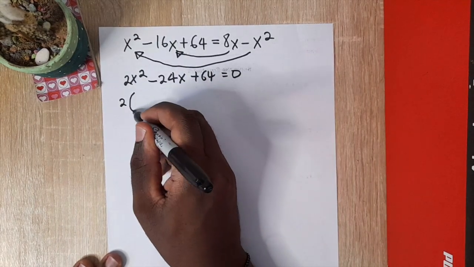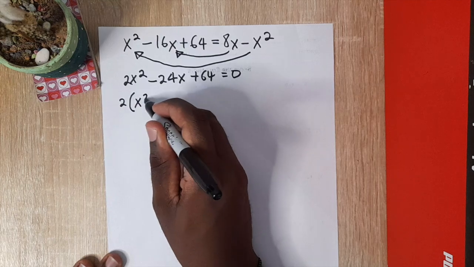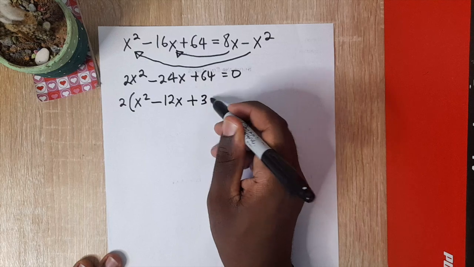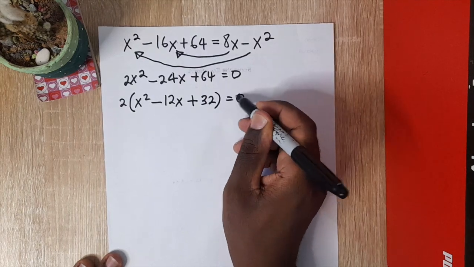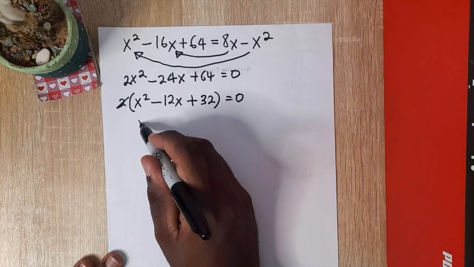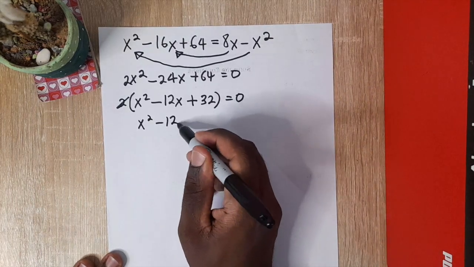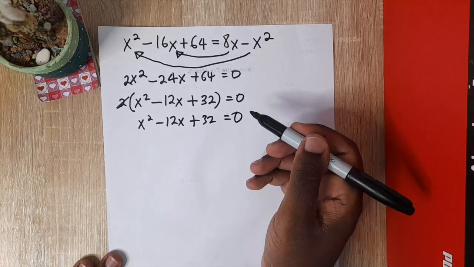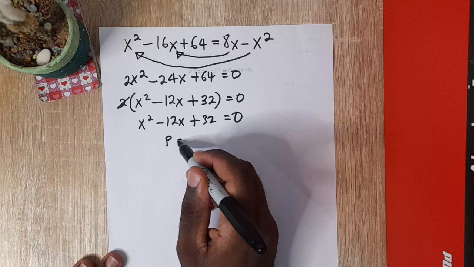So we're going to simplify it by factoring out a 2. So the first term reduces to x squared, the second term reduces to negative 12x, and the third term to 32. Now when you divide both sides by 2, that 2 goes away and you remain with a simpler quadratic equation, x squared minus 12x plus 32 equals 0.